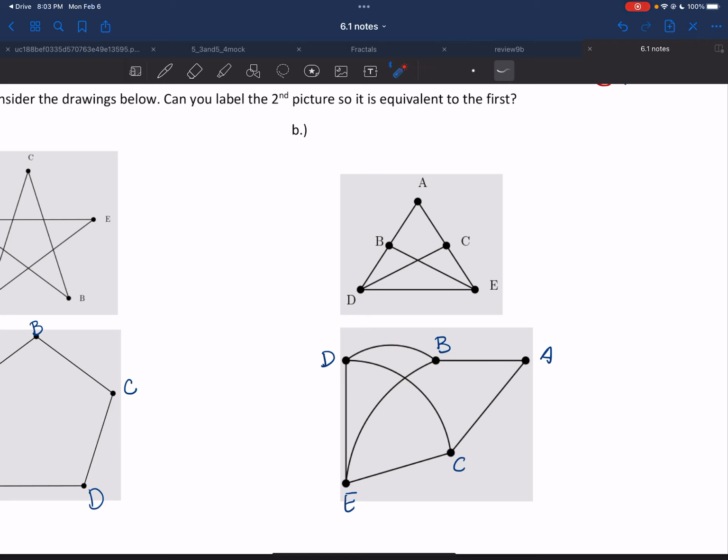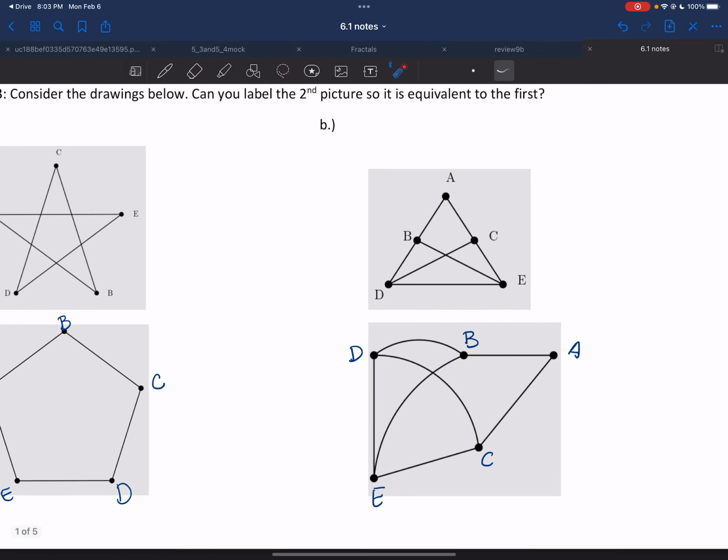C goes to D, A, and E. C goes to D, A, and E. We're good? A goes to B and C. A goes to B and C. And then D goes to B, C, and E. D goes to B, C, and E. And then I can check on E. E goes to C, B, and D. C, B, and D. So it looks like we've got a pretty equivalent graph there.